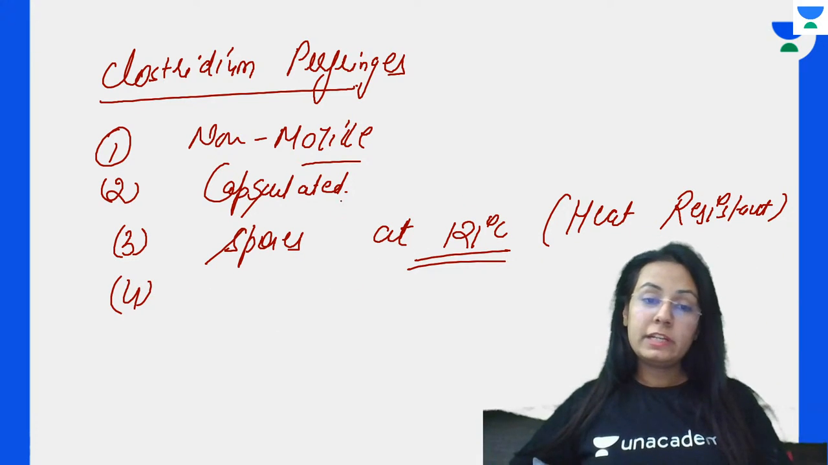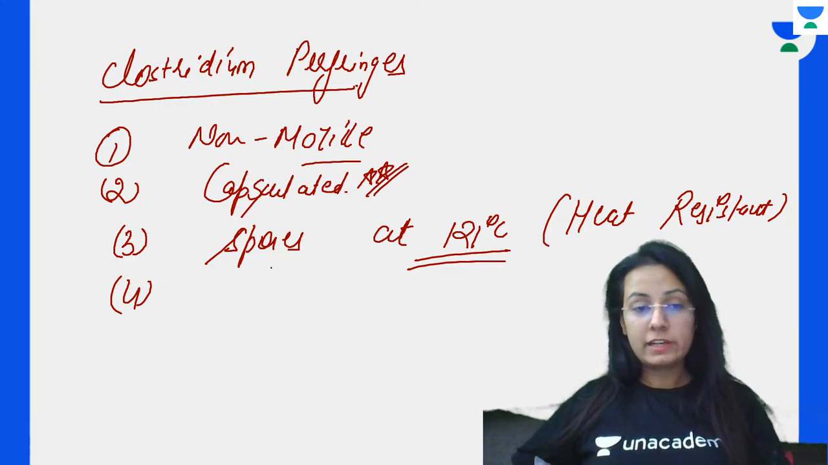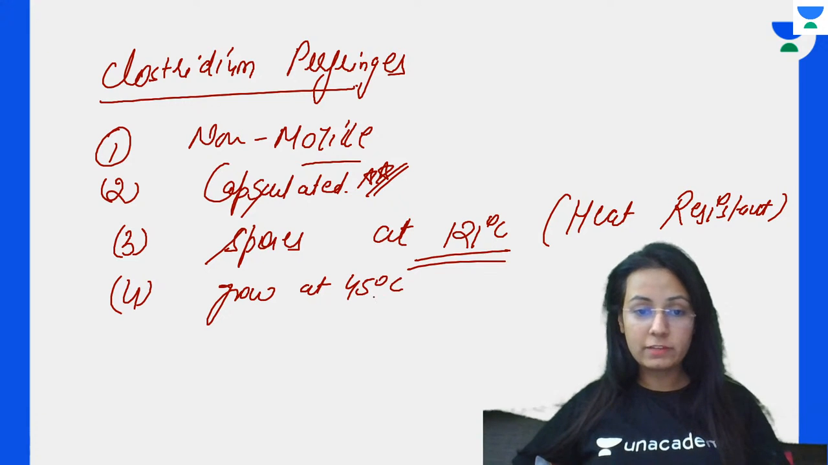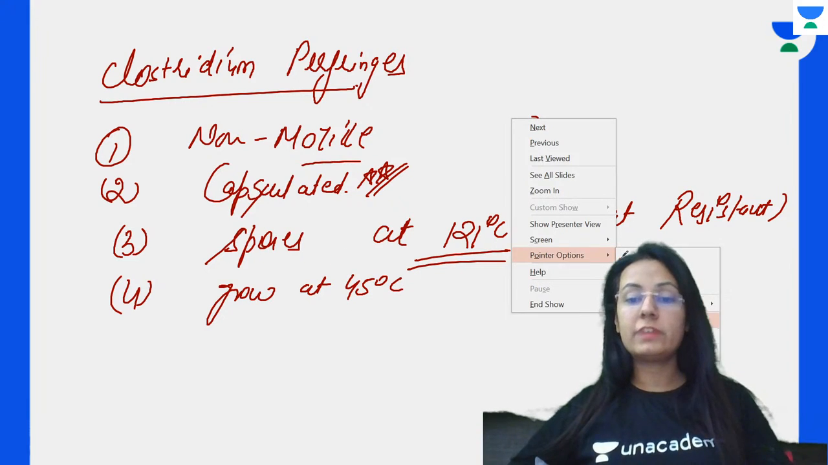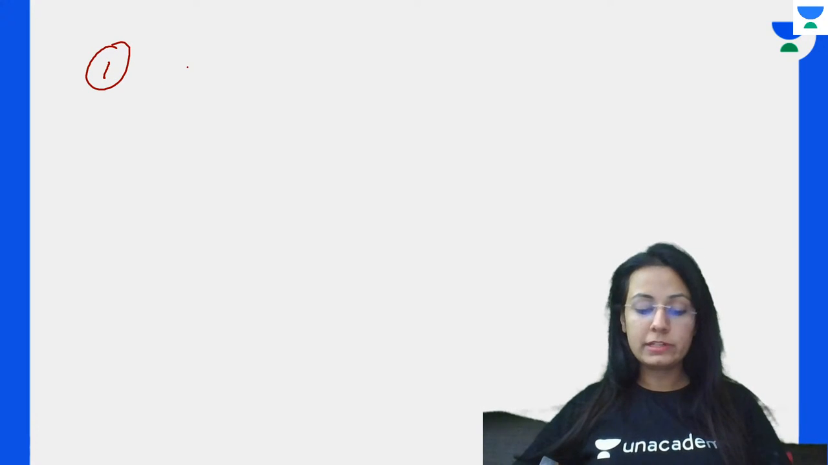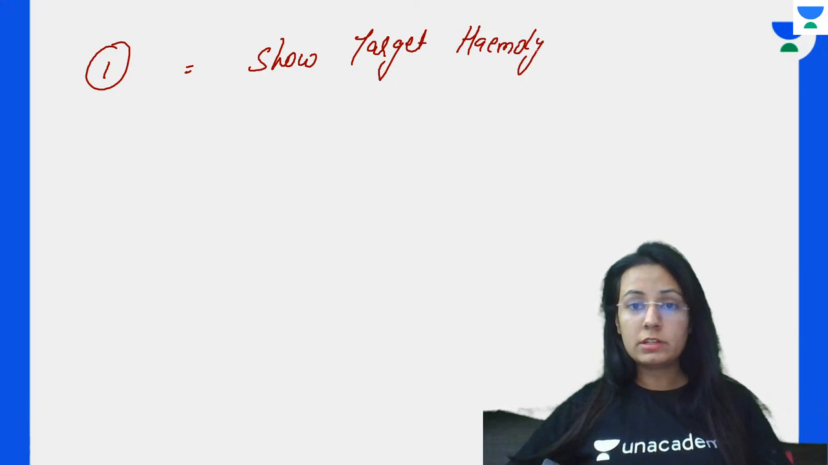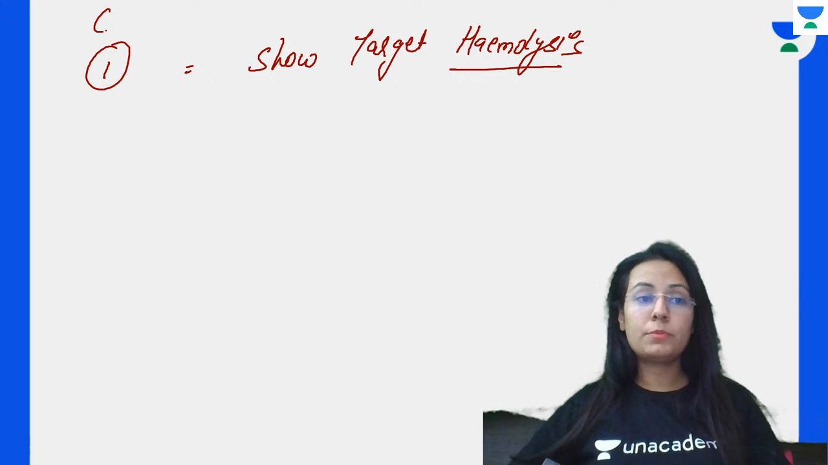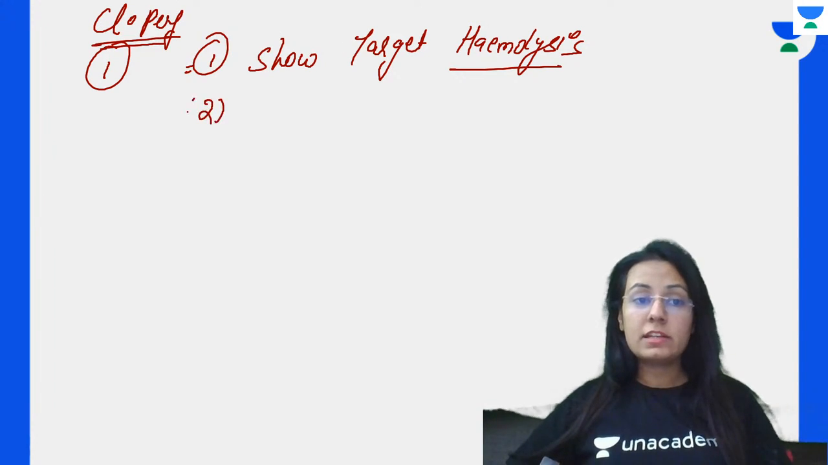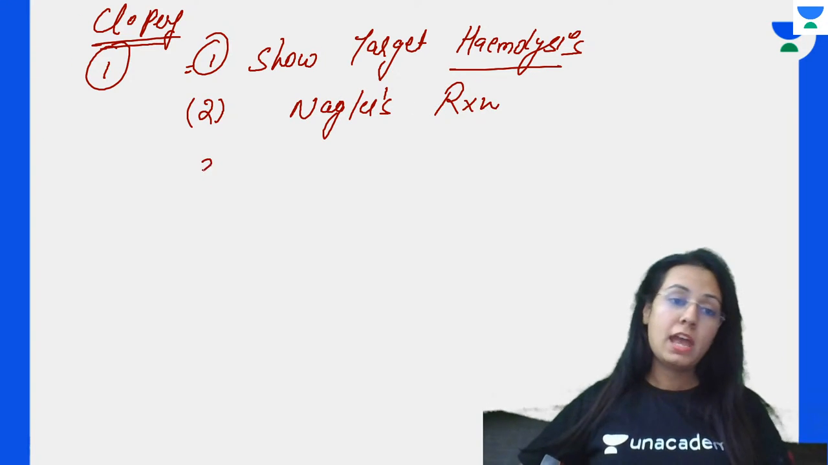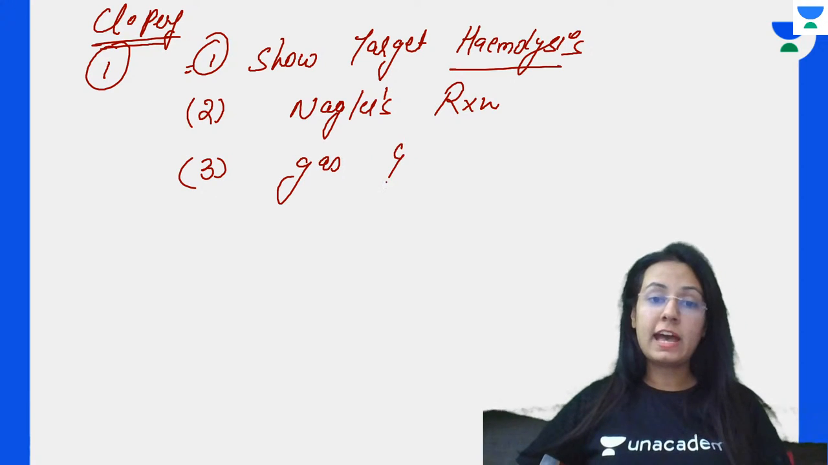Another important point we need to remember: they are capsulated, very important. Another important point is that they grow at 45 degrees Celsius. Clostridium perfringens shows what? Target hemolysis. Very important. They show Nagler's reaction, and they are responsible for causing gas gangrene.